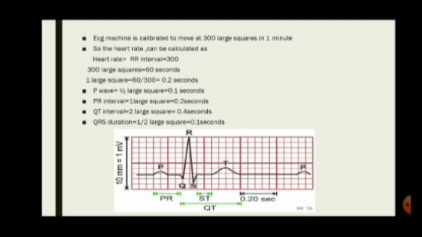The QT interval is of 0.4 seconds or 400 milliseconds. In a normal electrocardiogram, 5 waves are present. The ST segment represents the stage of complete depolarization of ventricles.